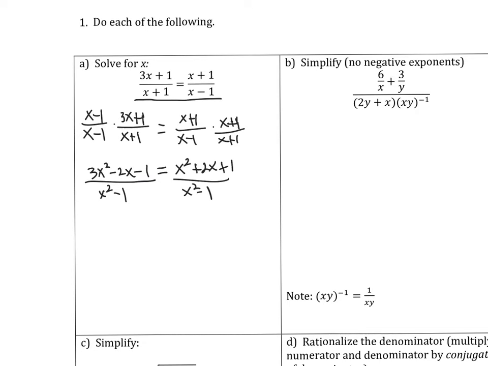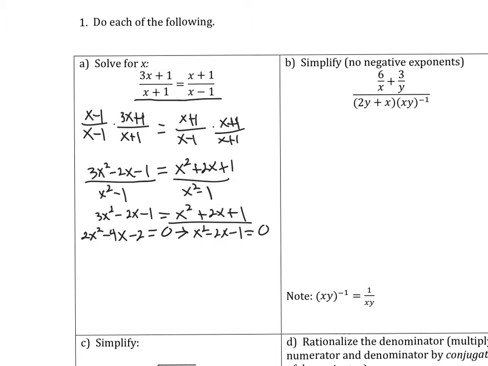Okay, well, when we have two fractions that are equivalent and their denominators are equivalent, then the numerators must be equivalent. So now we have that 3x squared minus 2x minus 1 is equal to x squared plus 2x plus 1. And we will now try to set it equal to 0 by subtracting one side from the other. So we'll subtract the right side to get 2x squared minus 4x minus 2 is equal to 0. And because we can divide both sides by 2, that gives us x squared minus 2x minus 1 equals 0.